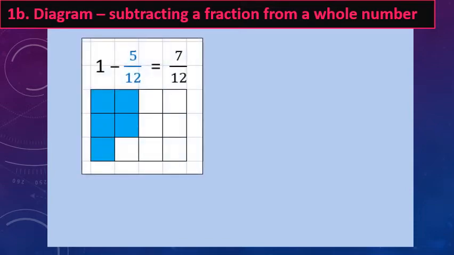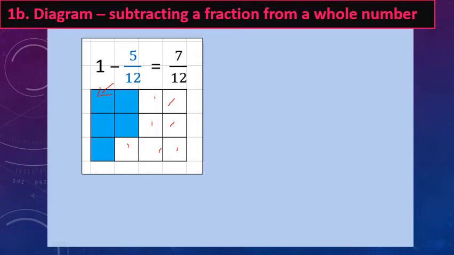So this time around I've got my 1 whole again, and I'm taking away 5 twelfths. So instead of just colouring in 1/12, now I just need to shade in 5. Then I need to add up or count the remaining 12ths. 1, 2, 3, 4, 5, 6, 7. I also know that 12 take away 5 is 7. So my answer is 7/12.